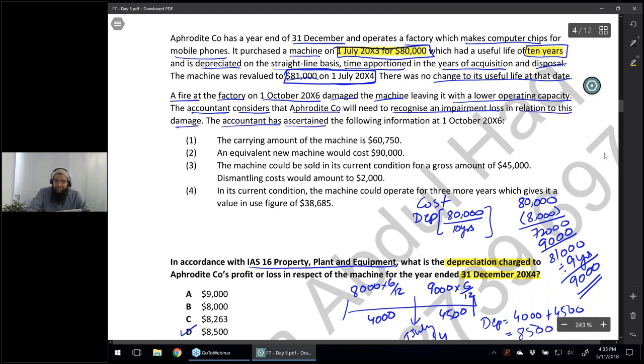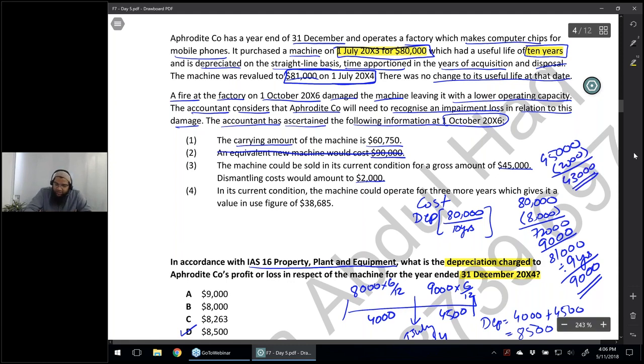The carrying amount of the machine was 60,750. An equivalent new machine would cost 90,000. So is this relevant to us? Not at all. The machine could be sold in its current condition for a gross amount of 45,000. Dismantling cost would be 2,000. So fair value is 45,000 minus cost to sell of 2,000. So this value is going to be 43,000. So 43,000 is the fair value less cost to sell.